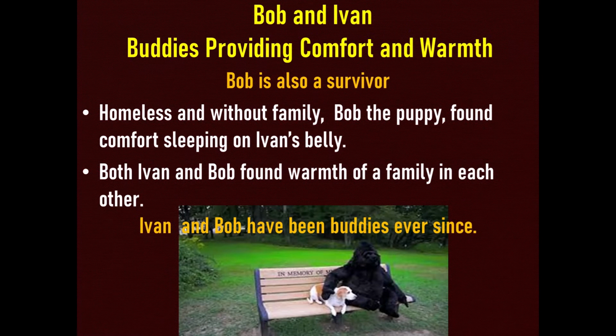Bob is also a survivor. As a puppy, he was thrown out of a truck by humans along with the rest of his litter. The other pups didn't make it. Homeless Bob, as a puppy, found comfort and warmth sleeping on Ivan's belly. This sense of security was mutual for both Ivan and Bob. After all, both of them were without the warmth of a family. And ever since then, Ivan and Bob have been buddies.